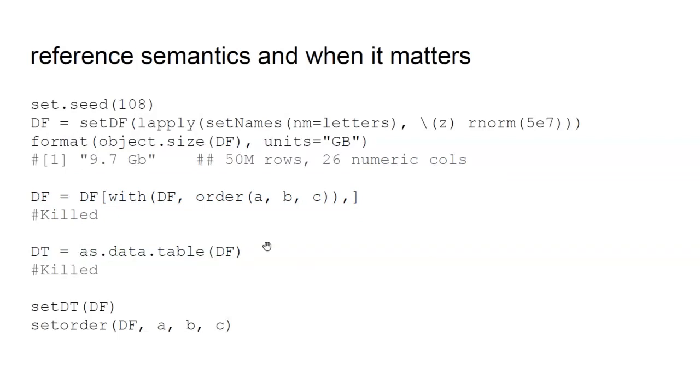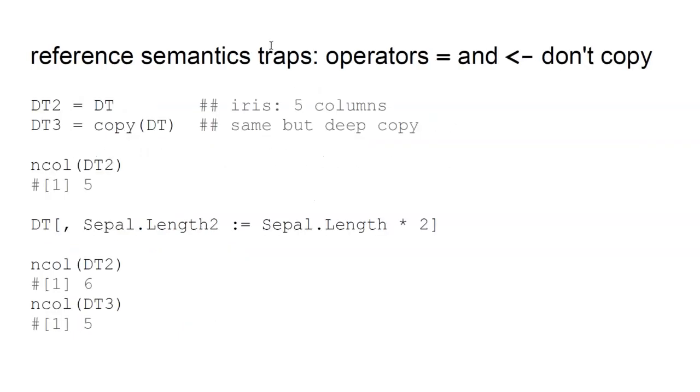Same with using as data table. This object still will exist as a separate object, so we don't have enough memory to create new one. And that's why there is setDT that updates the object that was already present instead of making copy. And then we can do setorder and sort this object by 3 columns. And that works on my laptop where I had 16 GB of memory. So there are cases where it matters. Then there are some traps about this, of course, because with great power comes some responsibility.